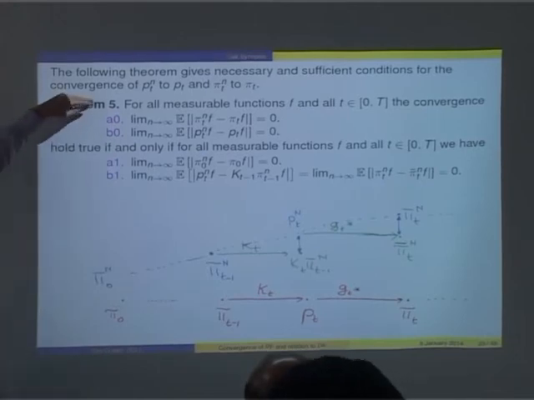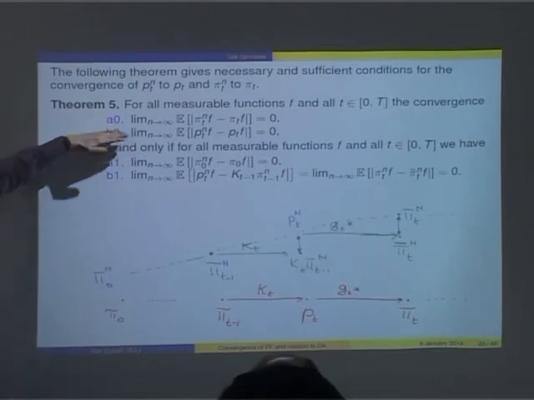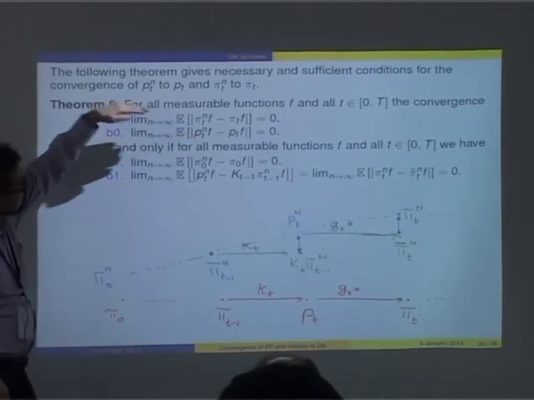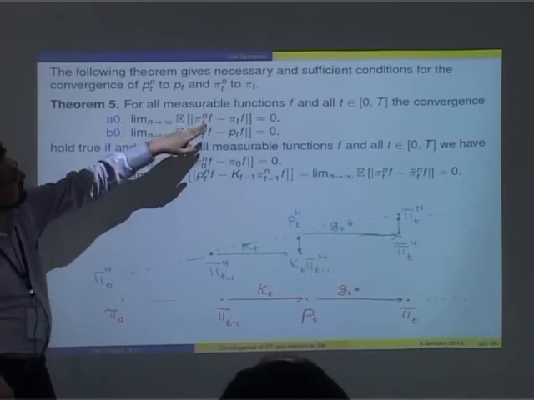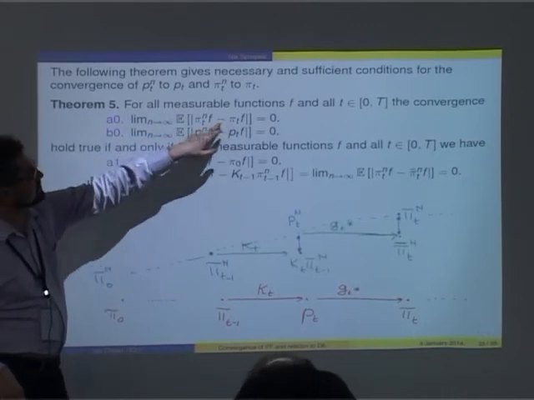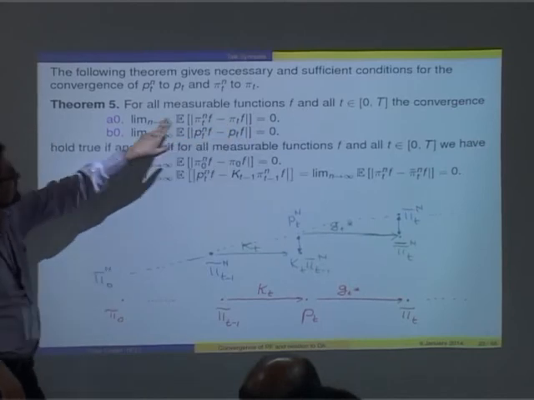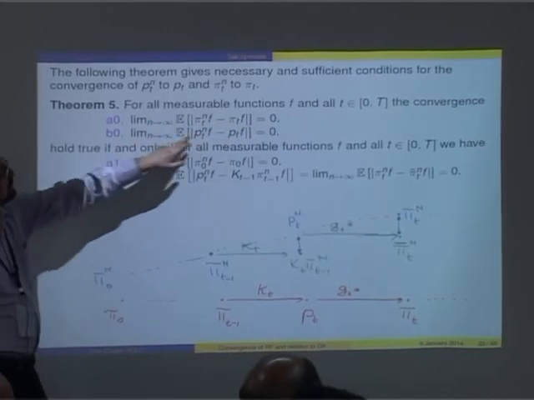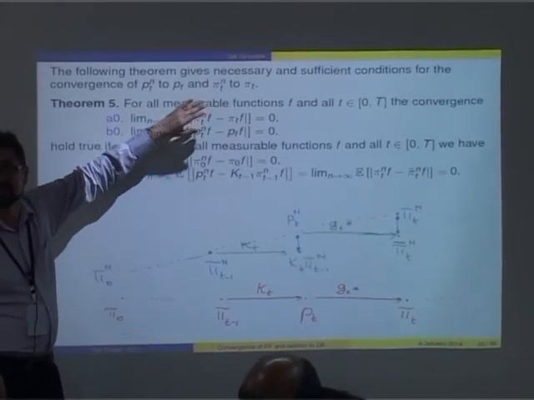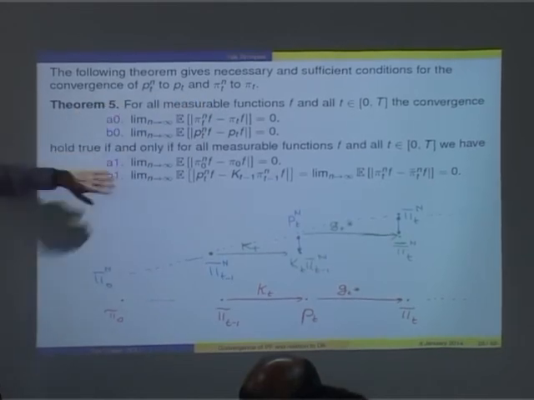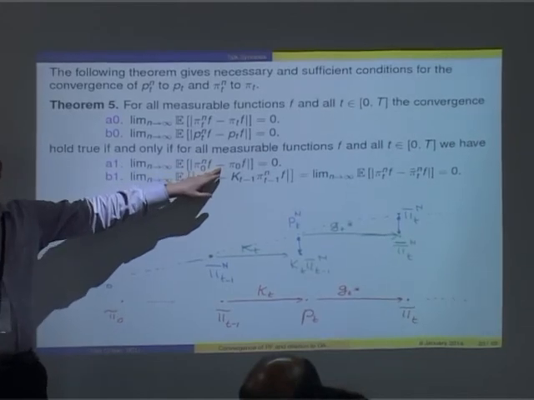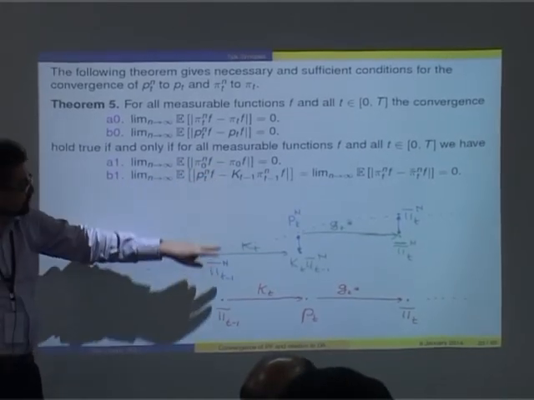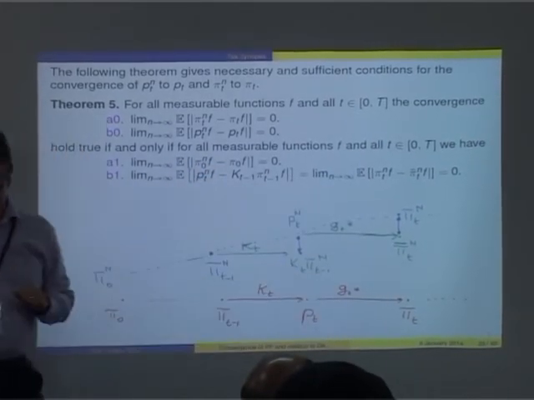So this is what the theorem says. The theorem says that if I want this convergence, so if for any measurable function this goes to 0 as n goes to infinity, and this goes to 0 as n goes to infinity, this convergence is equivalent to: I have to have the convergence at time 0, and I have to have the convergence of the blue arrows.